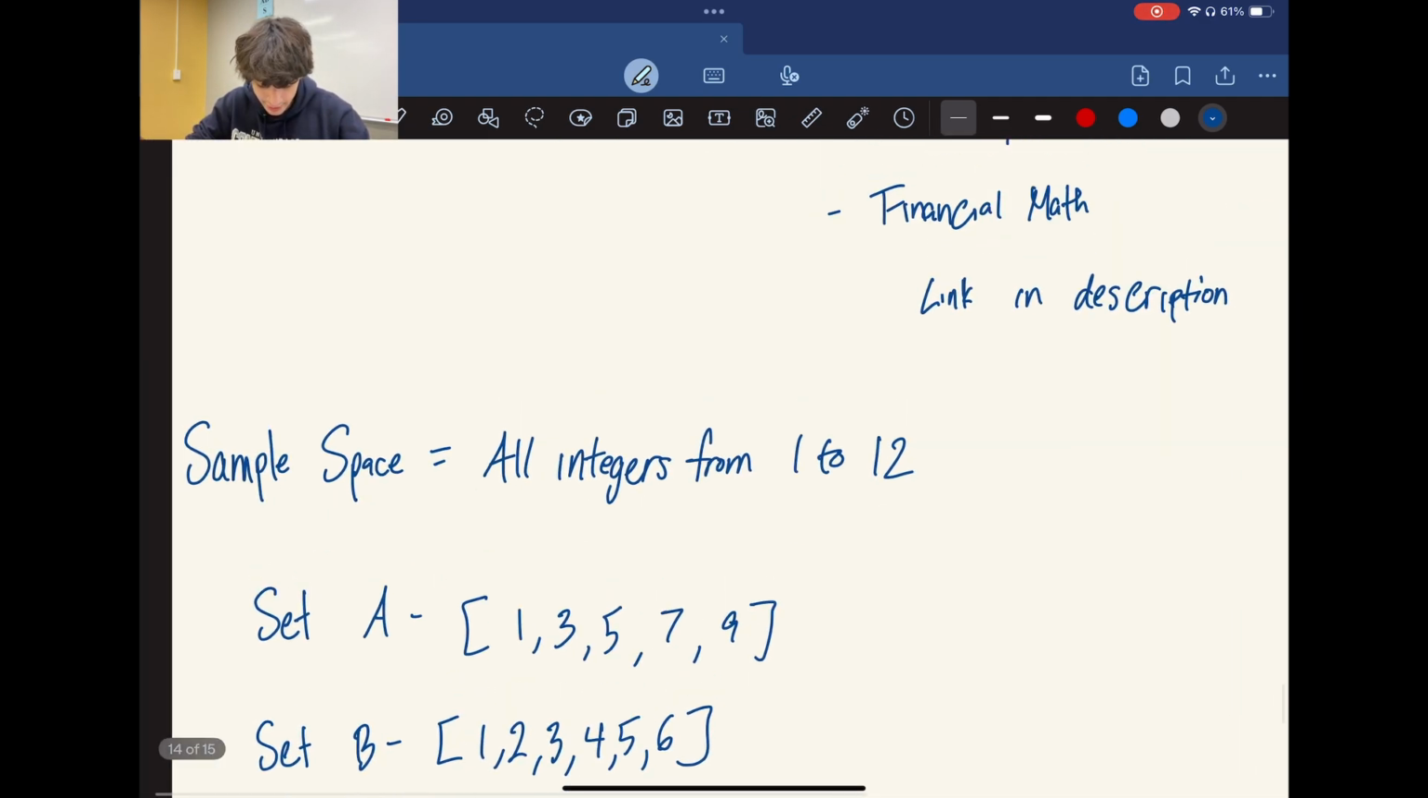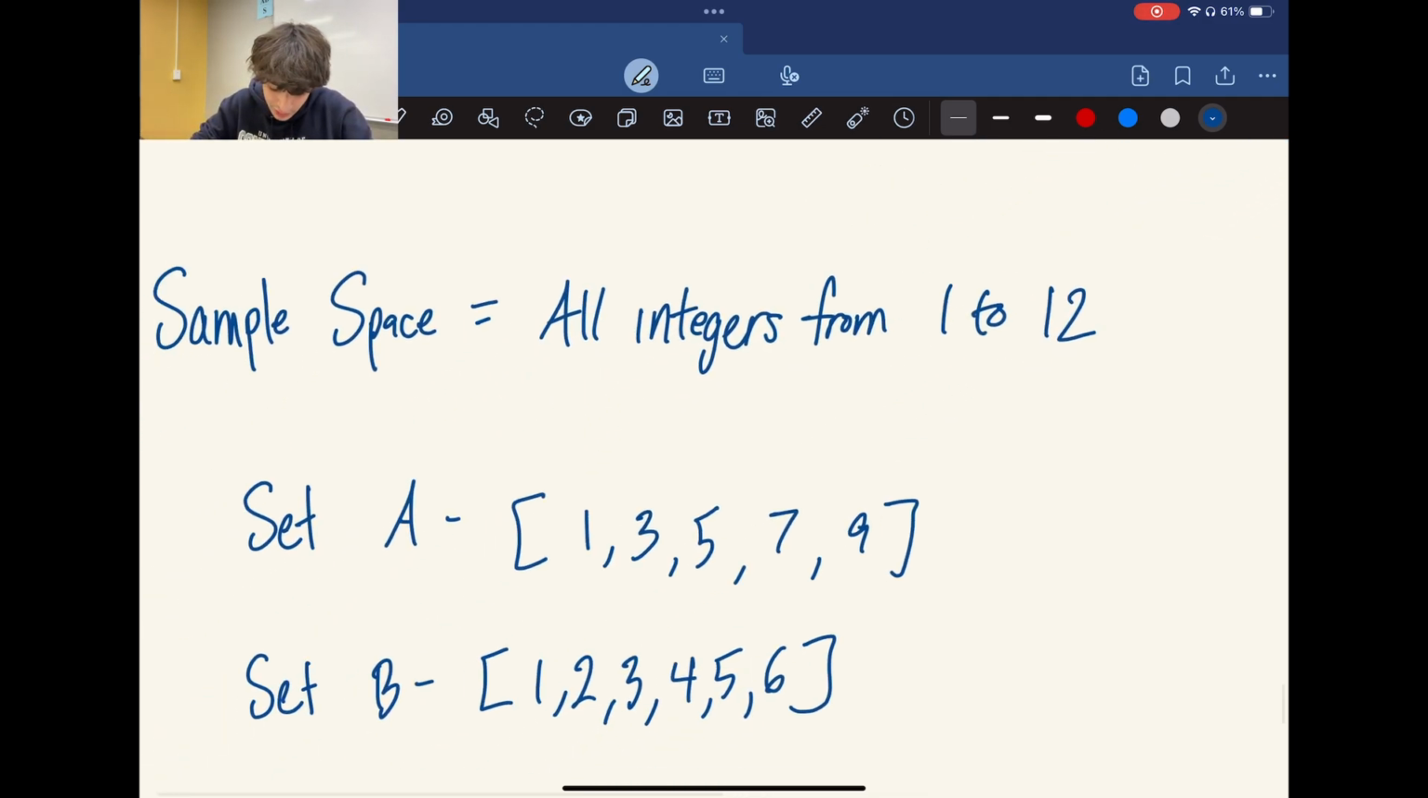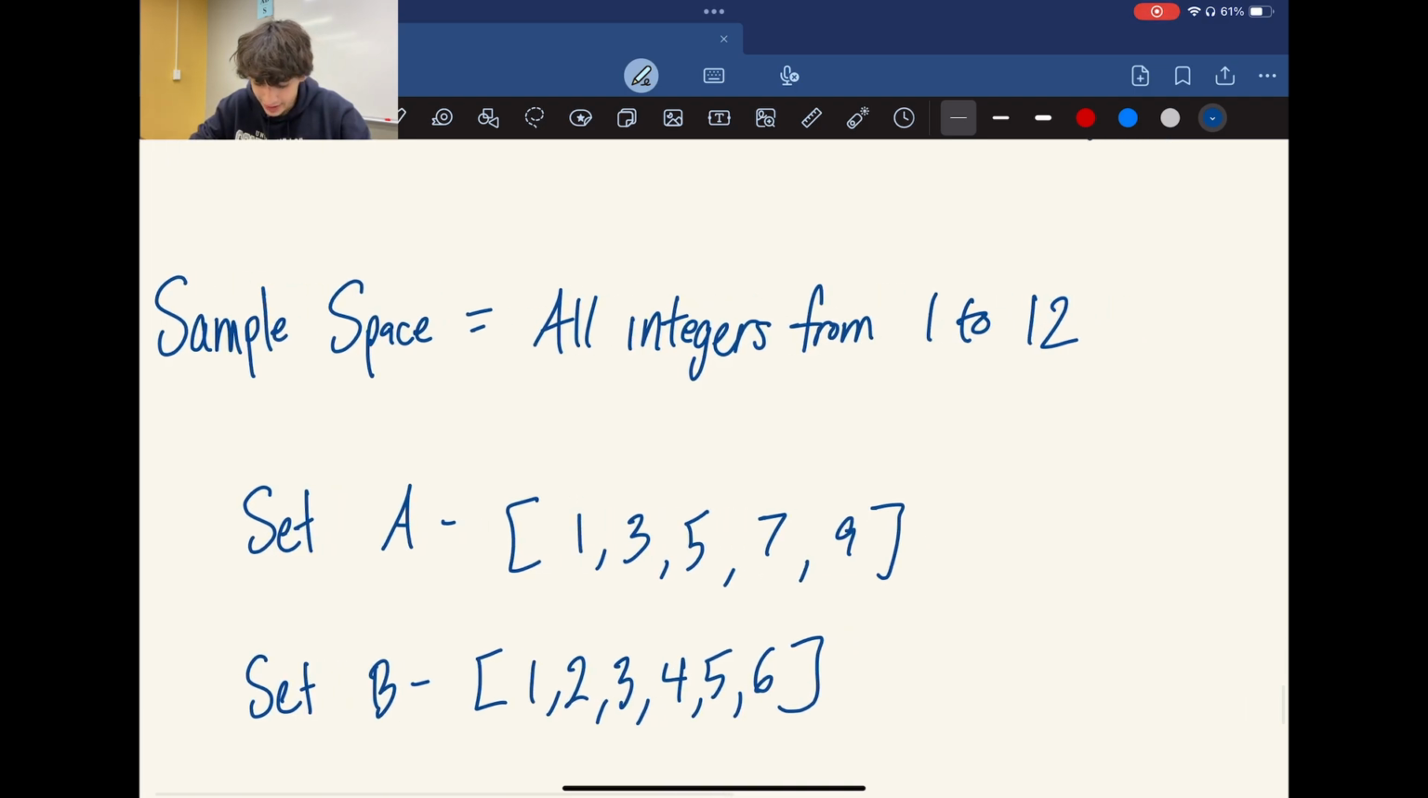I decided to start today's explanation with an example, and it's sort of a comprehensive example of every topic that we're going to be going over in this video. So let's start with what I have here. I started by defining a sample space, and the sample space in this example is going to be all integers from 1 to 12. So we're going to have 12 separate numbers, 1, 2, 3, 4, all the way up to 10, 11, 12. And I've defined two sets.